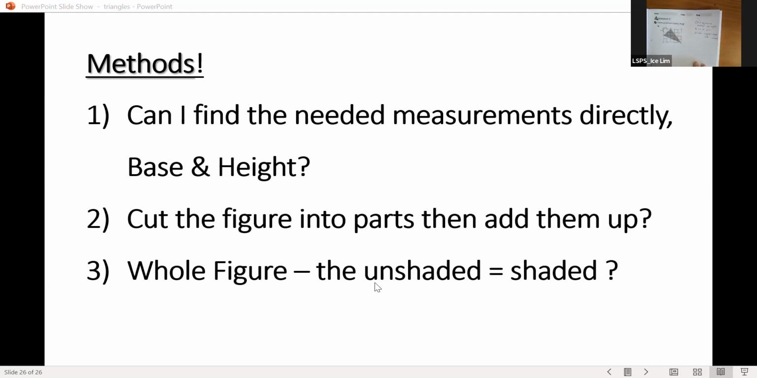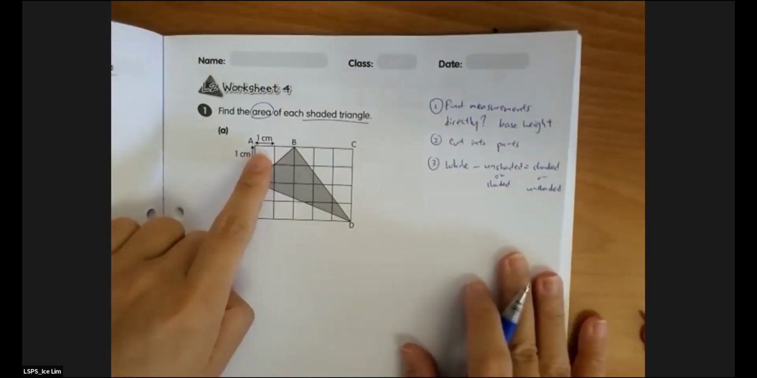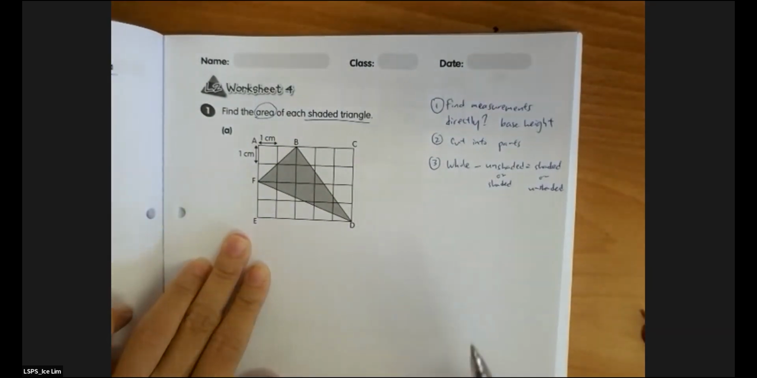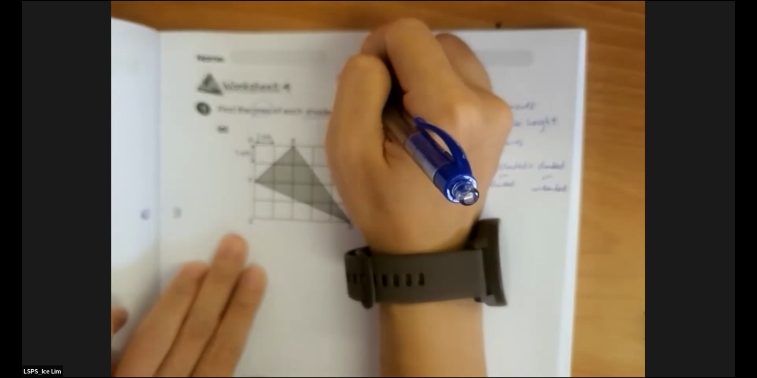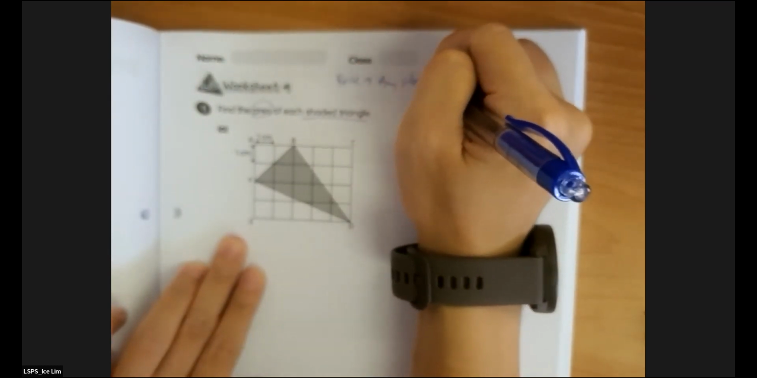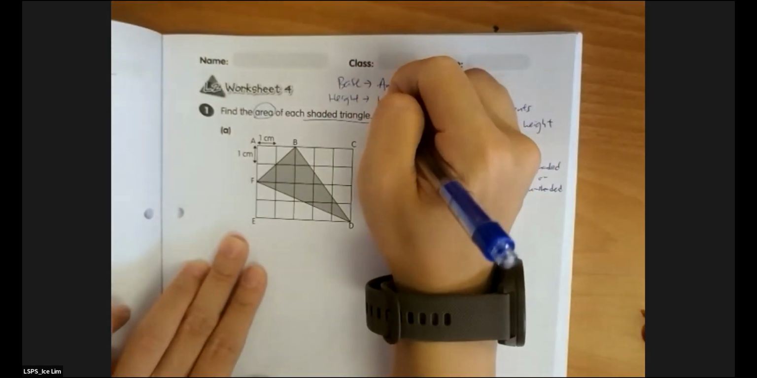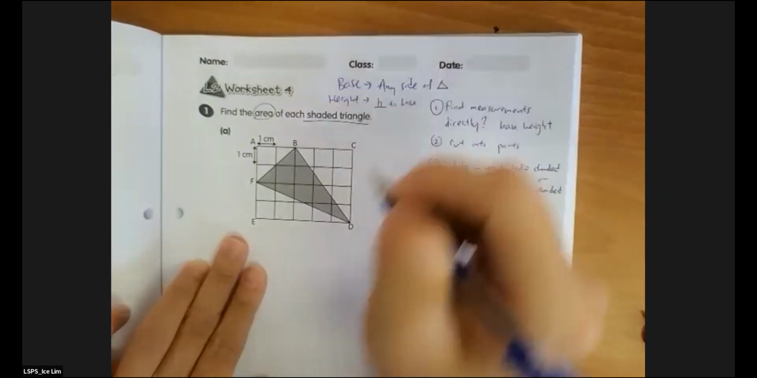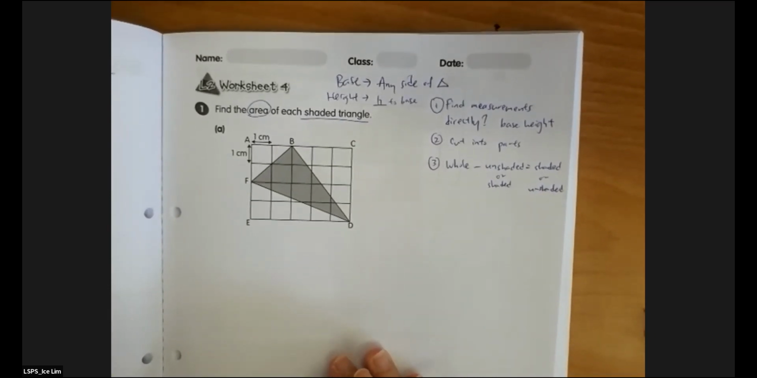So these were the 3 methods, right? Now, so method 1, find measure directly. The shaded triangle is this one. Do I have the dimensions already? Again, we talk reminder, base is any side of the triangle. And height, we talk about, is perpendicular to the base. And the height stops at the ceiling point, the peak of the triangle, based on how you stand the triangle up.